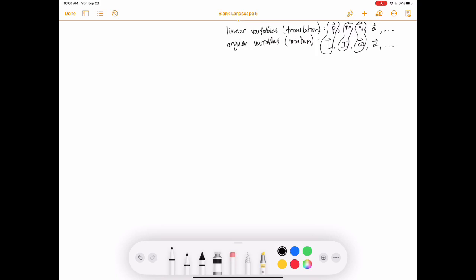Now, just by making that comparison, if p is equal to m times v, we might expect that L should be equal to I times omega. So this sounds at least like a plausible version of the angular momentum of a spinning object.